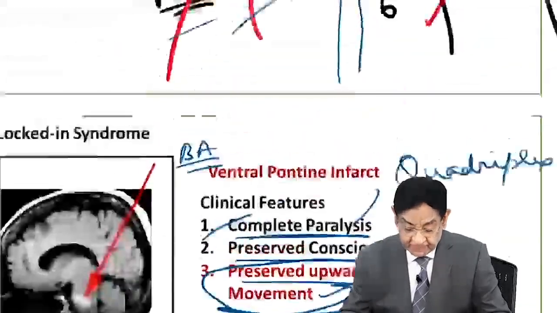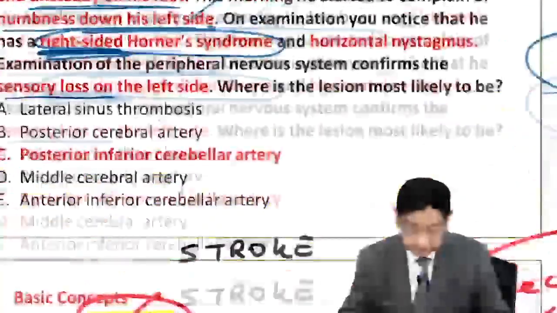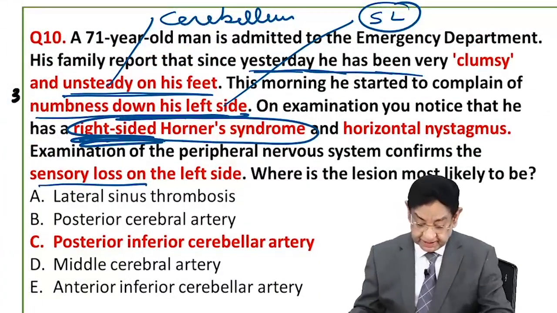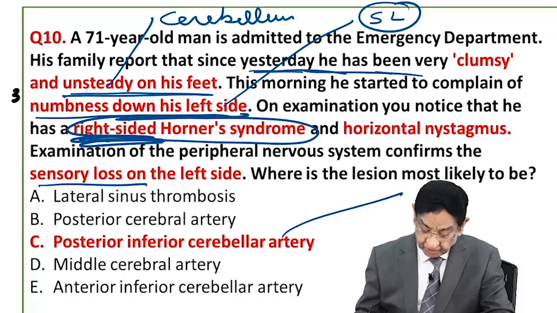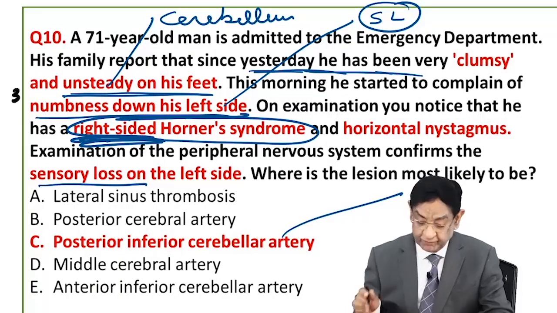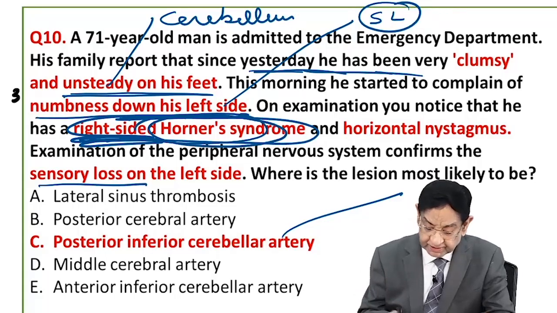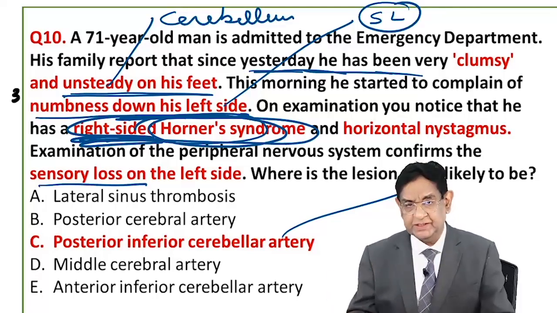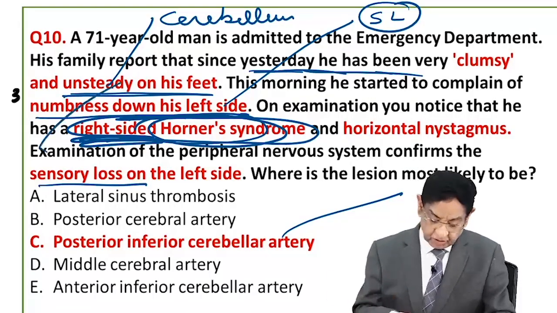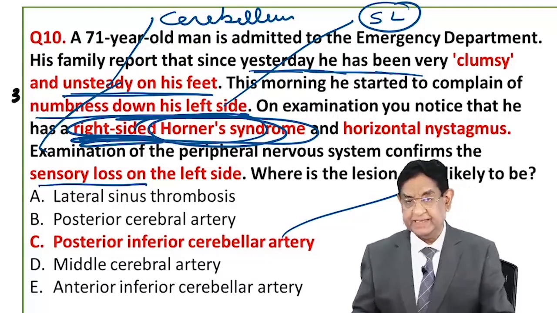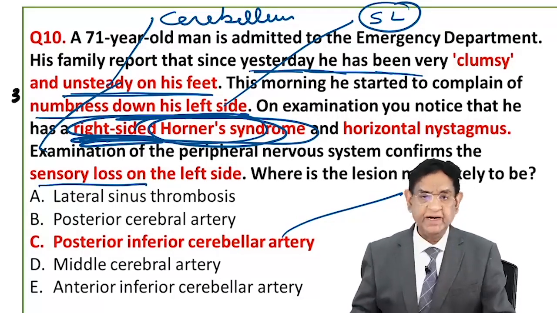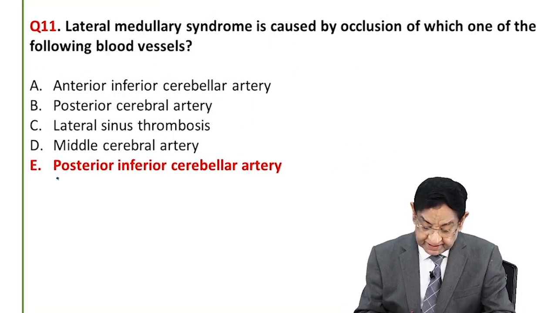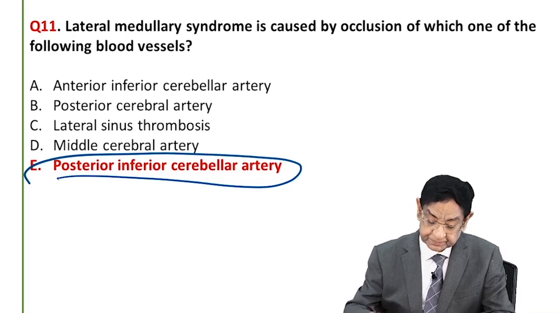With this background, now let's come to the question, what we learn. What I told you, here PICA is the involvement. Why? The keyword is Horner syndrome. This we don't get in any of the others. Straightaway you can jump, and of course contralateral sensory loss is there. That indicates we are dealing with PICA. Lateral medullary syndrome is caused by PICA.